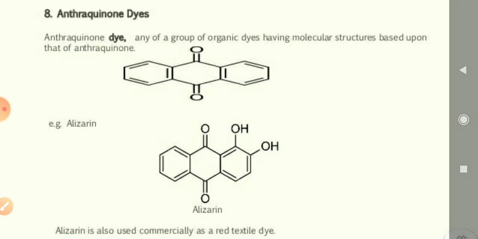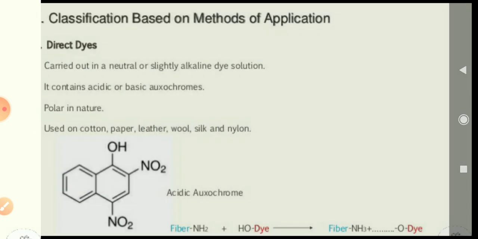Anthraquinone dyes are any of the group of organic dyes having a molecular structure based upon anthraquinone. Okay, like alizarin. Alizarin is an anthraquinone dye. It has an anthraquinone group here. So the alizarin is used commercially as a red textile dye.